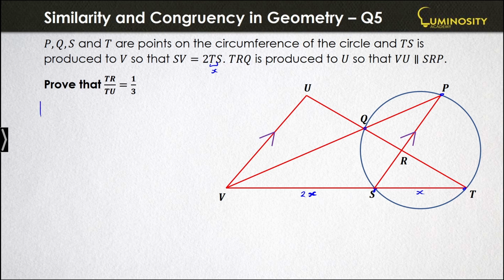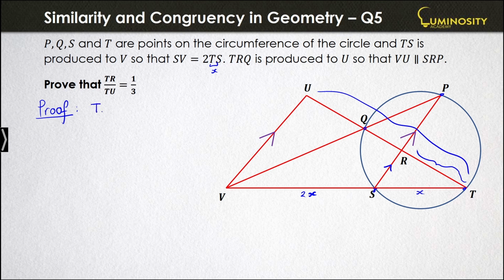Whenever we are asked to prove some sort of proportionality, we need to find the relevant triangles, and then either use similarity or the proportionality theorems if there are parallel lines. Because we have been given parallel lines, it's best to look for triangles that have those parallel lines and then use the proportionality theorem. I see TR, this length here, and TU, this entire length here. Looking at this larger triangle TUV, I can see that SR and VU are parallel to each other, so I can use the proportionality theorem.